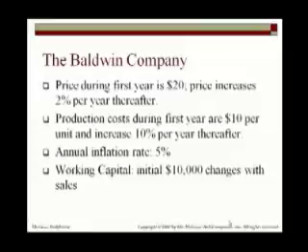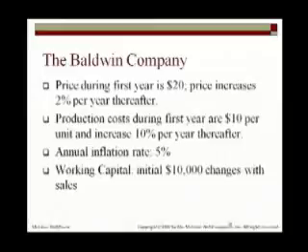The price during the first year is $20. That is the price of a bowling ball, I guess. And the price increases by 2% per year thereafter. Production costs during the first year are $10 a unit and increase by 10% a year thereafter. There's a 5% annual inflation rate, and working capital initially will be $10,000, and it'll change with sales.